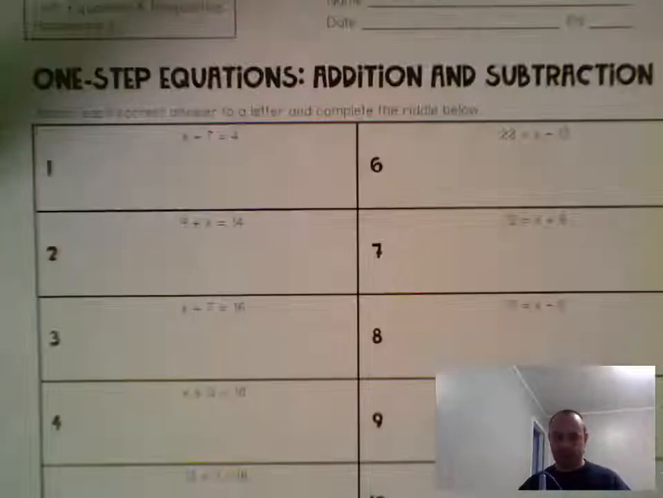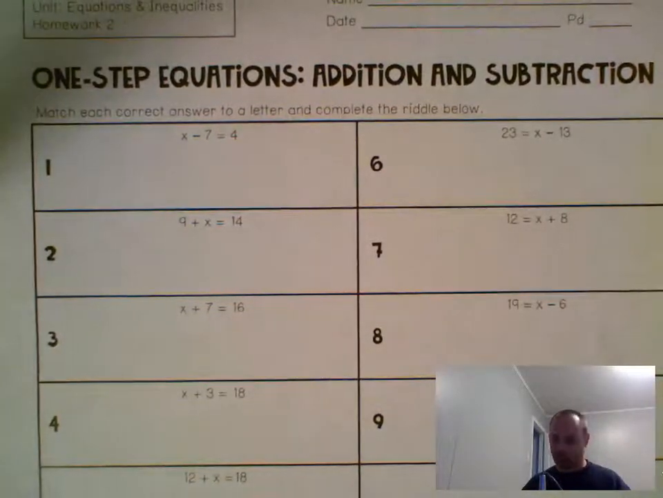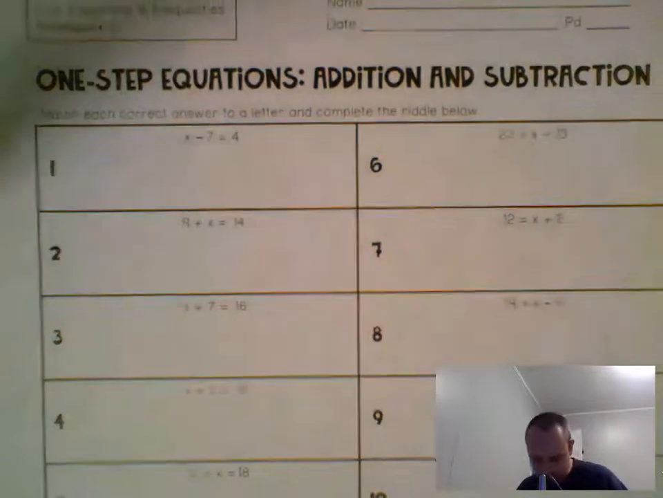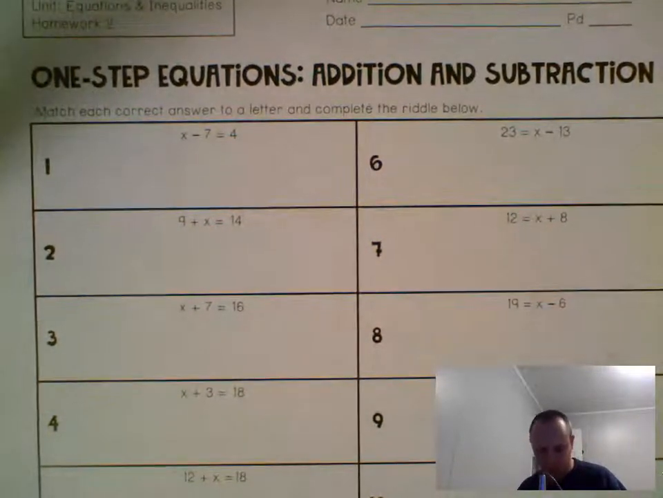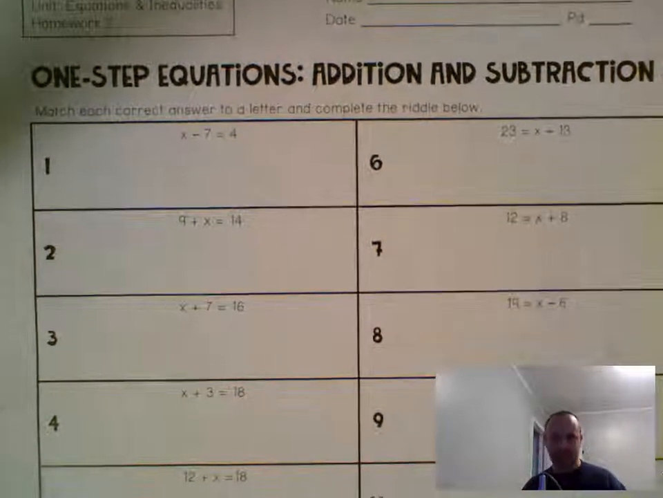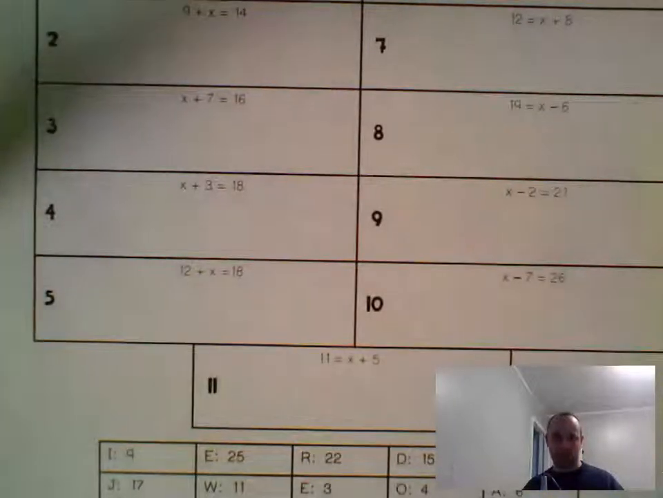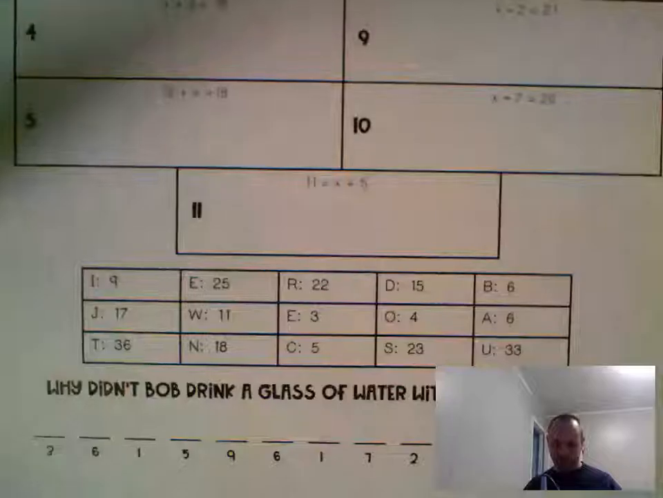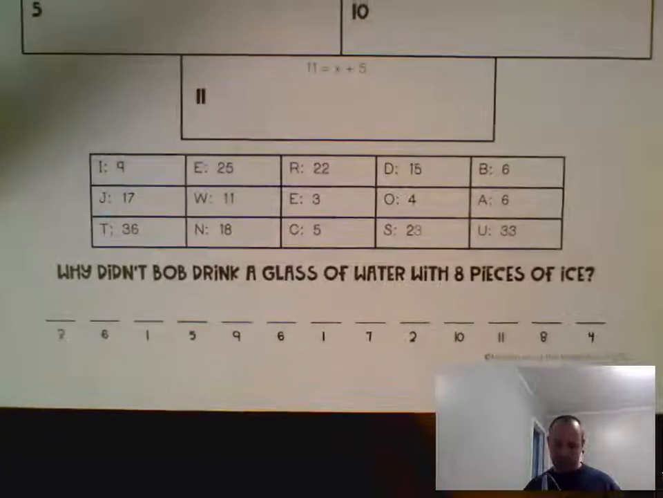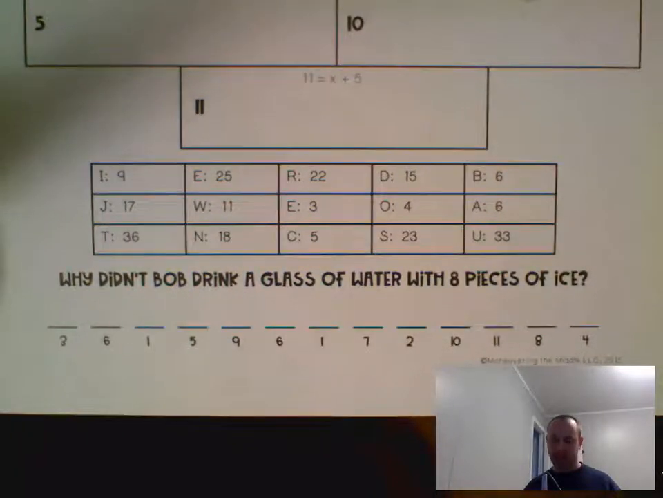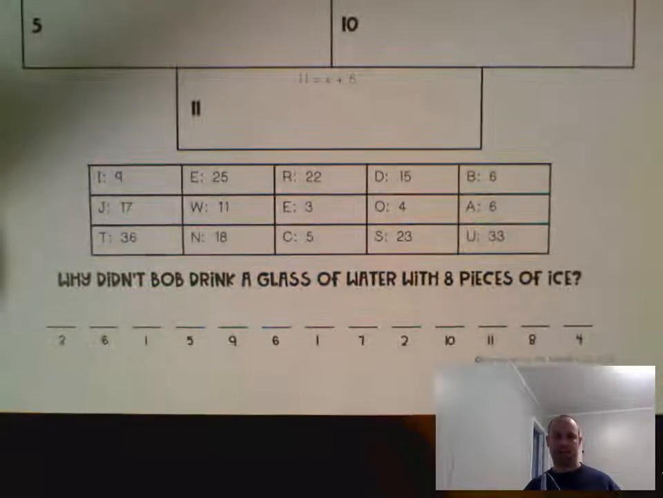Your job is to go ahead and do numbers 1 through 11, and it's going to give you some answers, and the puzzle will give the solution to why didn't Bob drink a glass of water with 8 pieces of ice. It's going to be one of those puzzle sheets.